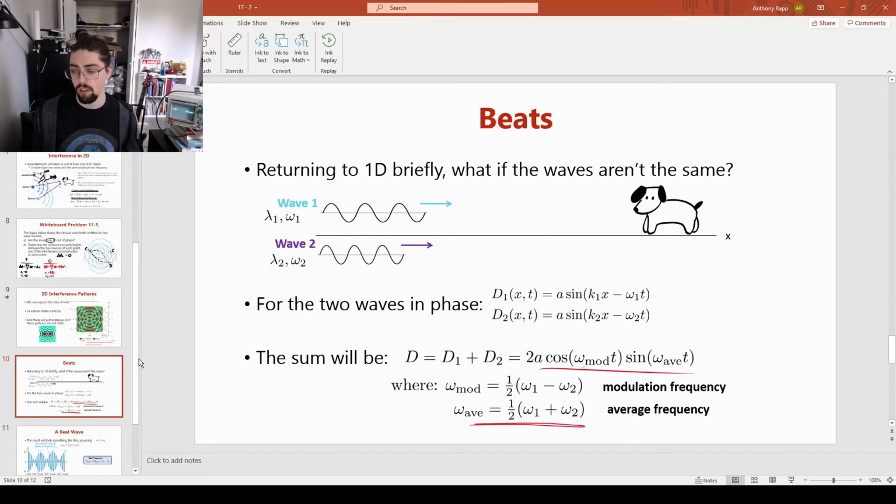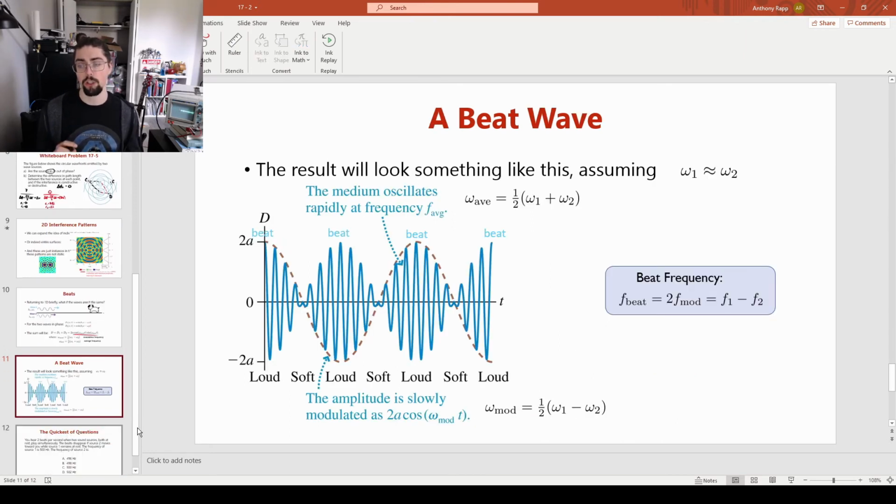So what is this? Well, it's easier to show as a picture. If I have two almost identical but ever so slightly different waves, then I get an interference pattern that looks like this. And notice, our short wavelengths, that's the average wavelength between the two. That is our omega average, or our frequency average. But then we see this much larger scale pattern, and that's the frequency of the beating between the two frequencies.